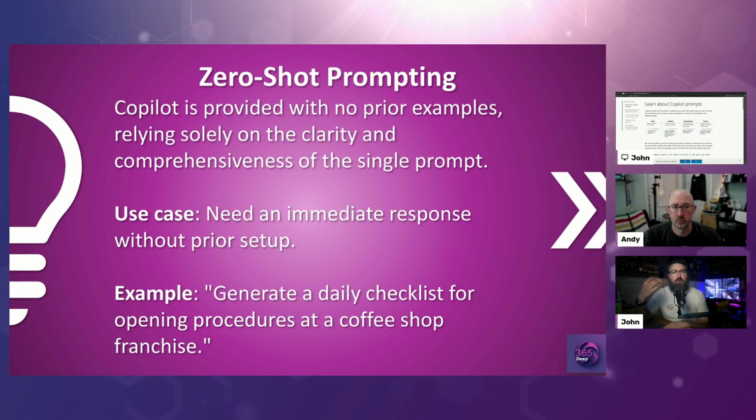you want to just throw something at Copilot or throw something at the large language model and get a direct answer back, right? And you can see the example here is, give me a checklist for opening procedures for a coffee shop. I don't need a specific structure necessarily. I don't have examples in my mind that I want you to follow as a model. I just need something, right? Get me this. So that's the idea of zero shot prompting.